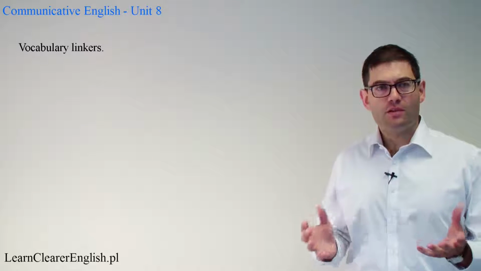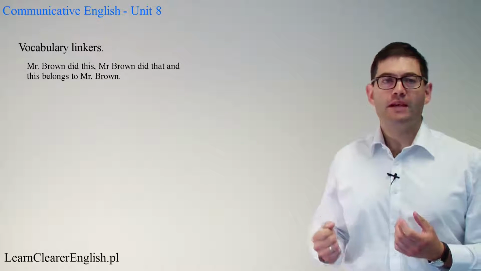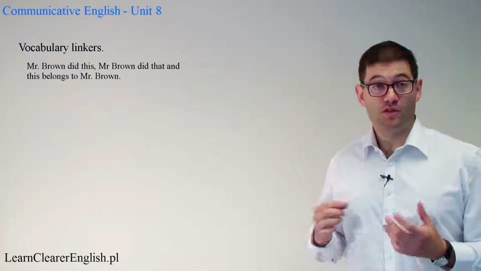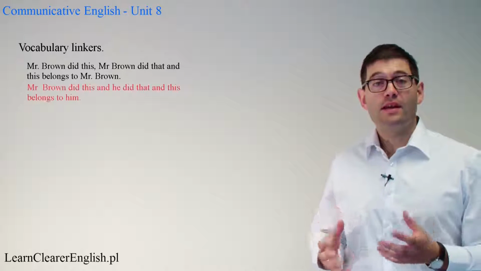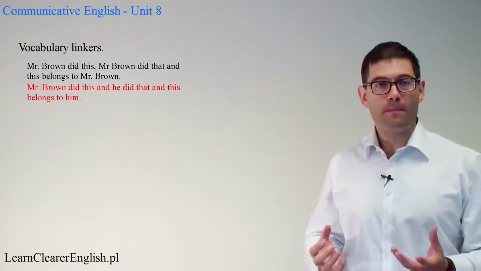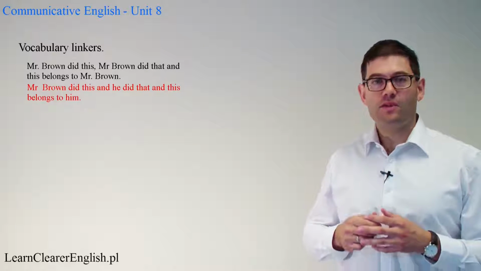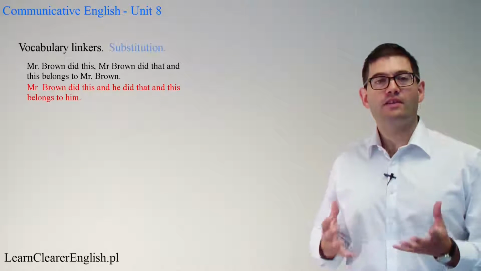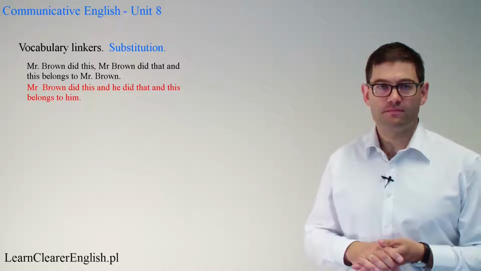see. For example, if I talk about Mr. Brown, instead of saying Mr. Brown did this, Mr. Brown did that, and this belongs to Mr. Brown, I could say Mr. Brown did this and he did that and this belongs to him. In this case we've used he and him which refer to Mr. Brown. These are examples of substitution.